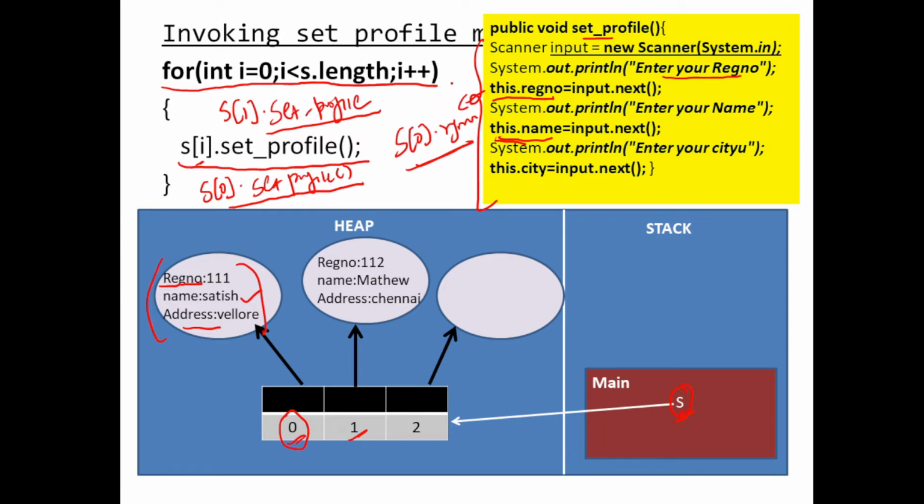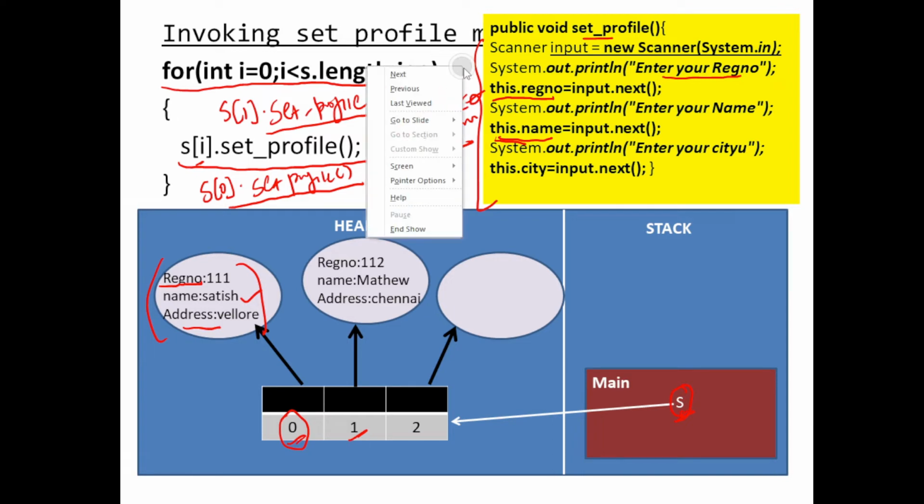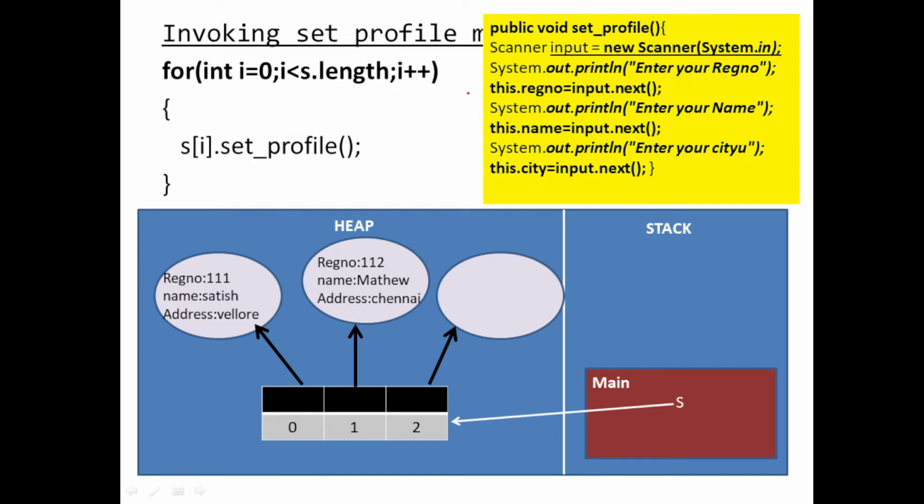Are you all clear with this? How the allocation happens and how data gets populated? Let me again tell you this. What is the final iteration? S of 2 dot set profile. So this method will be called like this. So when I say S of 2 dot set profile, this method is going to be called. What is this dot registration number? How will it be called? S of 2 dot reg number.